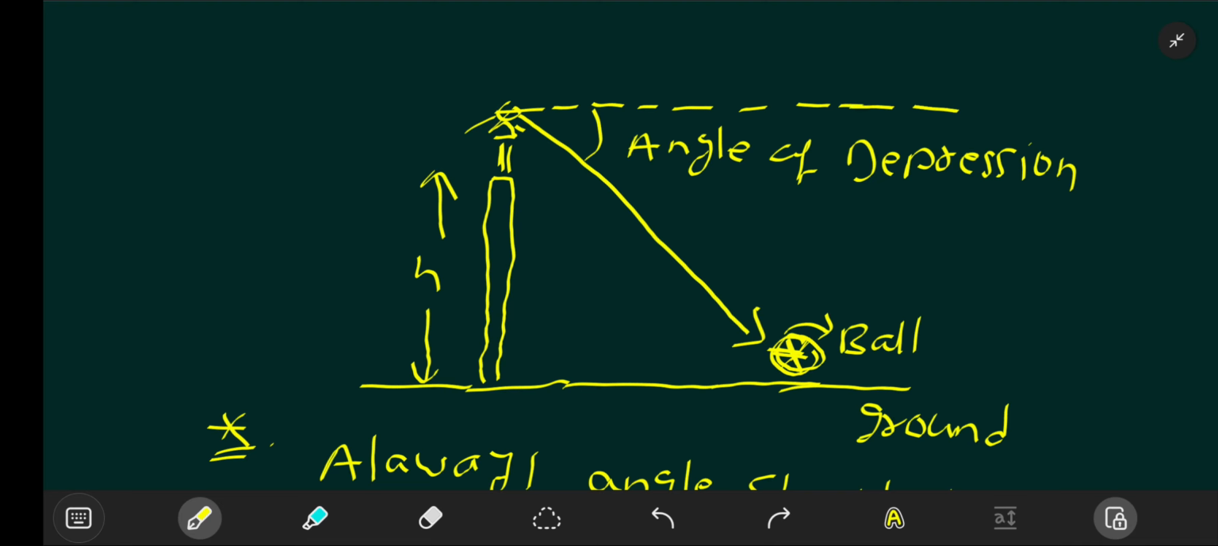Now this is the vertical line. So the angle should not be taken with respect to this vertical. This angle is wrong. The angle should be taken with the horizontal only. Okay. Remember this. Okay. Next.